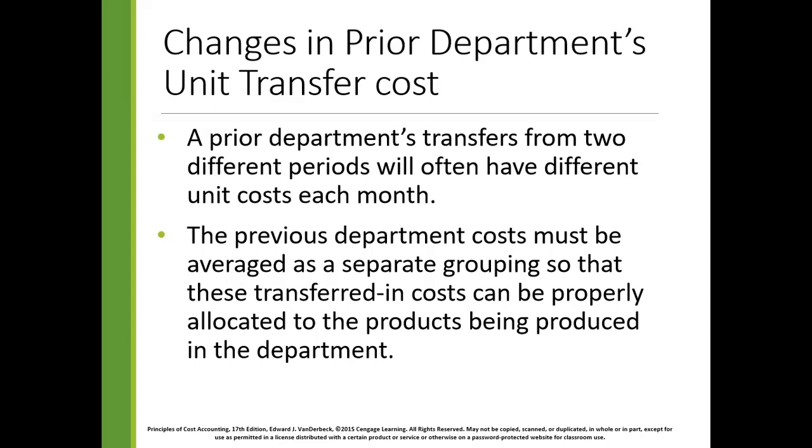Changes in prior department's unit transfer cost. A prior department's transfers from two different periods will often have different unit costs each month. The previous department cost must be averaged as a separate grouping so that these transferred in costs can be properly allocated to the products being produced in the department.